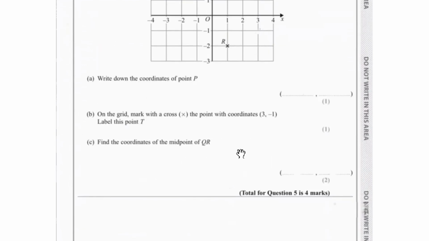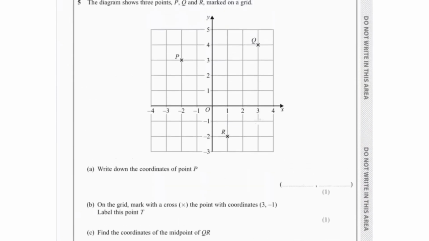Then find the coordinates of the midpoint of QR. This is QR. So Q has coordinates 3, 4, and R is 1, -2. So right in the middle, it's going to be 2, 1. That is the coordinates for the midpoint of QR.